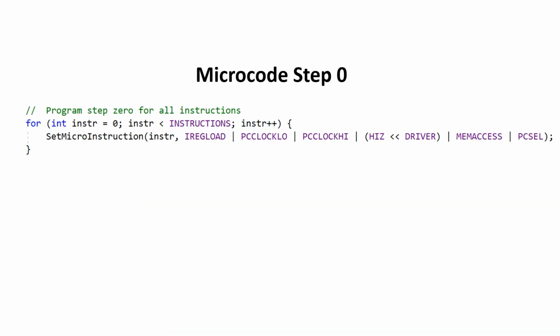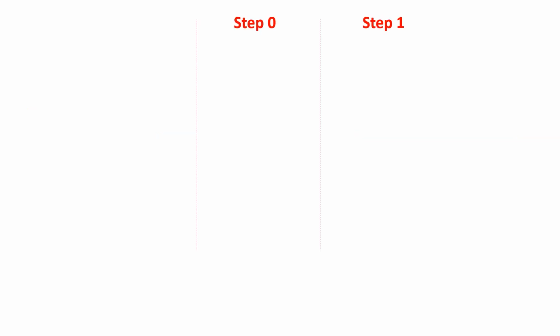So in summary for microstep 0, we select the program counter, we do a main memory read, we transfer this data from the memory into the instruction register, then finally we increment the program counter after we've done the read. Actually, let me expand upon that final point.